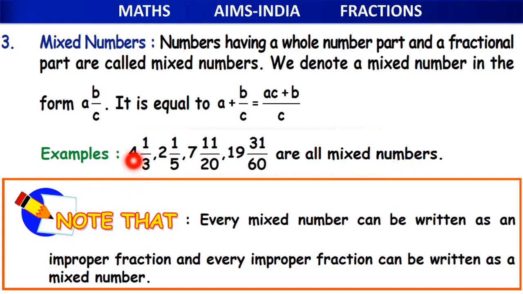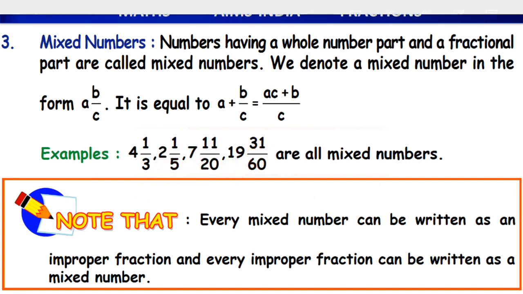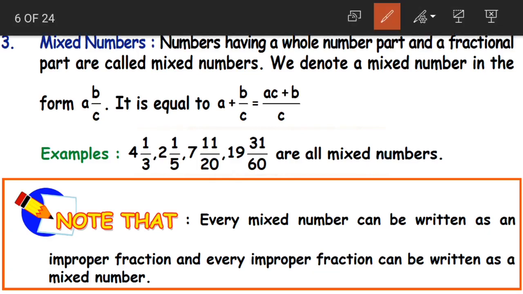Now coming to the examples, see, 4 1 by 3, 2 1 by 5, 7 11 by 20, 19 31 by 60 are all mixed numbers. When we look at the examples, we are having a whole number part and a fractional part. Here 4 is the whole number part and 1 by 3 is the fraction. In the second example 2 1 by 5, 2 is the whole number and 1 by 5 is the fractional part. Here 7 is the whole number, 11 by 20 is the fraction, 19 is the whole number and 31 by 60 is our fractional part.